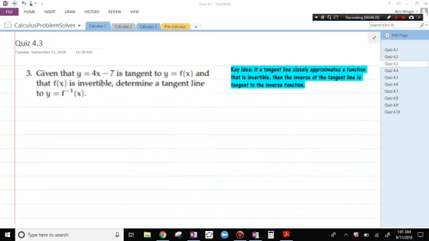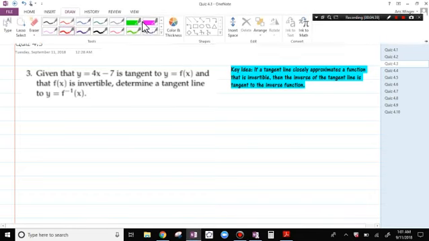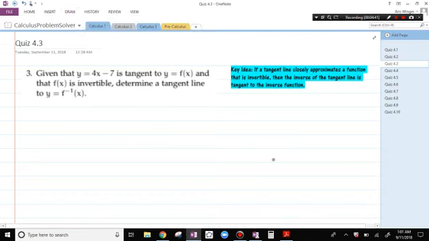Given that y equals 4x minus 7 is tangent to y equals f of x, and f of x is invertible, determine a tangent line to y equals f inverse of x. The key idea is that if a tangent line closely approximates a function that is invertible, then the inverse of the tangent line is tangent to the inverse function. That is to say that if this line is close to f of x, then the inverse of this line should be close to the inverse of f of x.